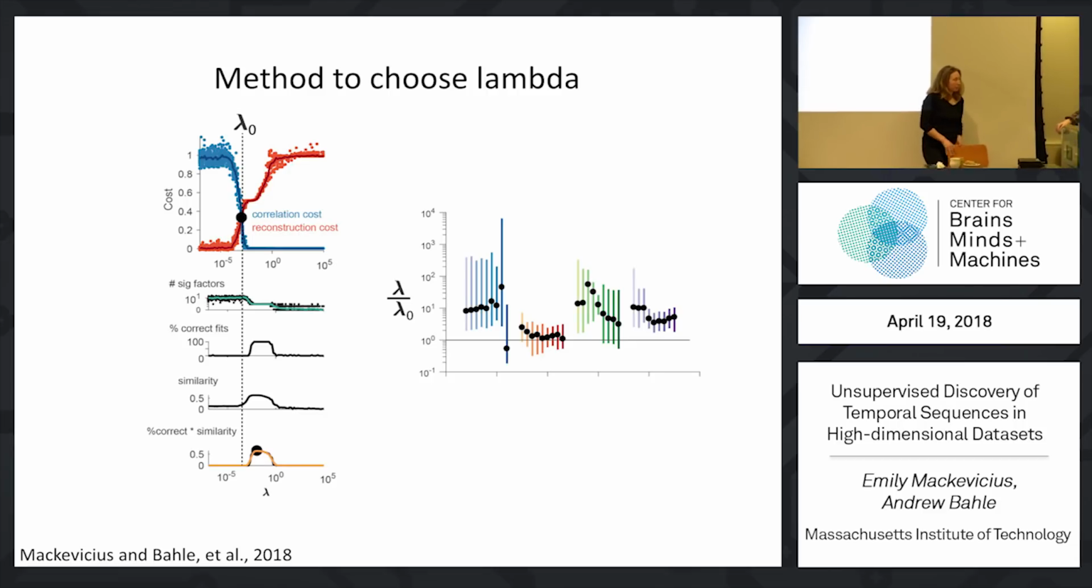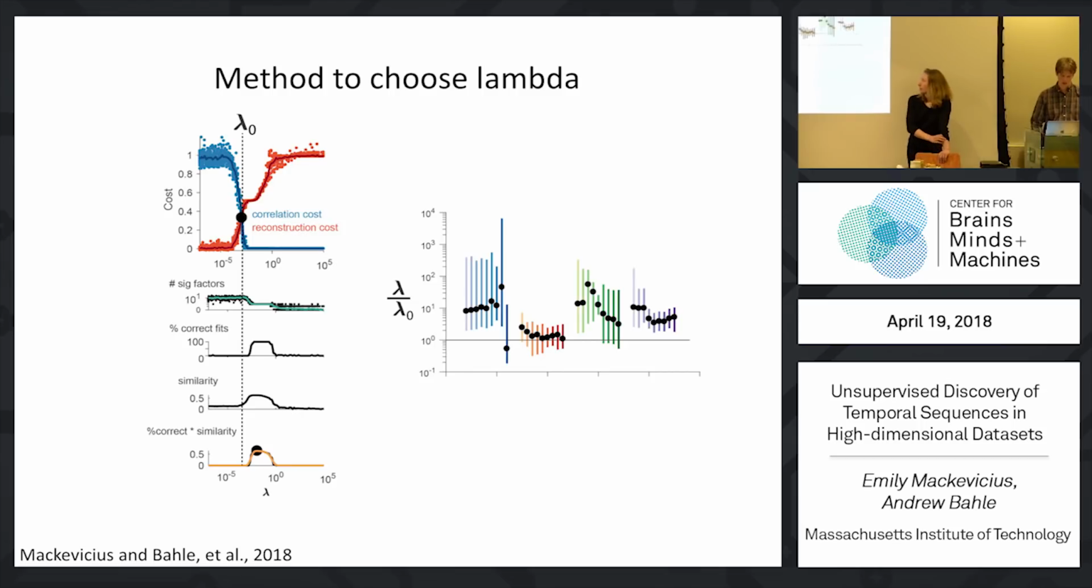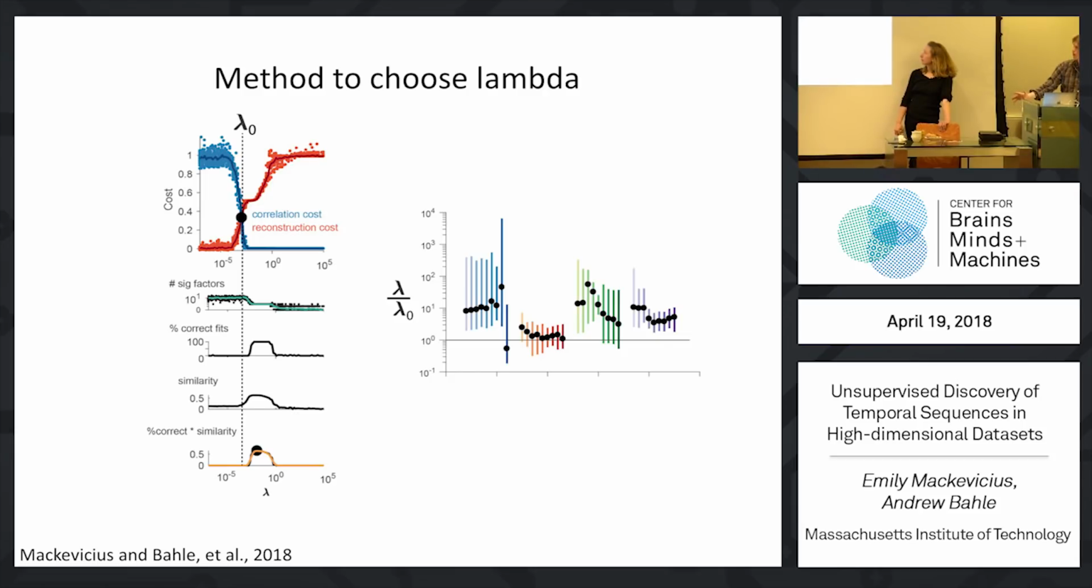And so we're calling this the crossover point. Here you can see lambda naught. And here is a summary of the ratio of the best lambda as assessed with the percent correct fits and the similarity. So we're calling the peak of that, where you have the right number of significant factors and also the best possible match to your ground truth factors, the best lambda. And then we're asking how it's related to lambda naught, that crossover point.